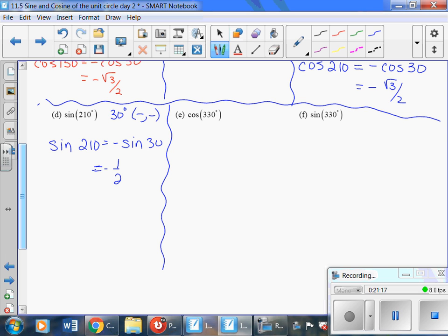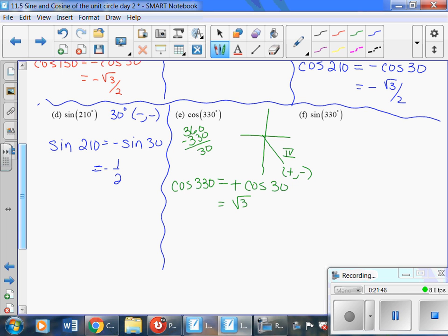Now we have a new angle. 330 falls here in the fourth quadrant. I know in my fourth quadrant, cosine is positive and sine is negative. So the cosine of 330 is equal to, oh, and by the way, our reference angle, surprisingly enough, is still going to be 30 degrees. So cosine is positive, and if you put the plus sign in, you can. Positive cosine of 30 degrees. The cosine of 30 degrees is radical 3 over 2, so it's positive radical 3 over 2.